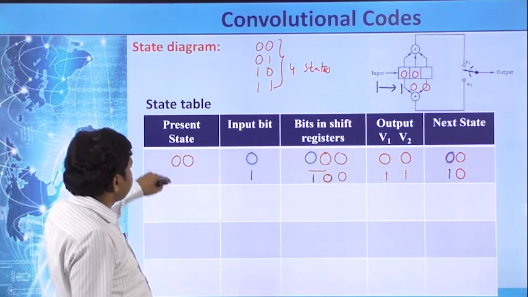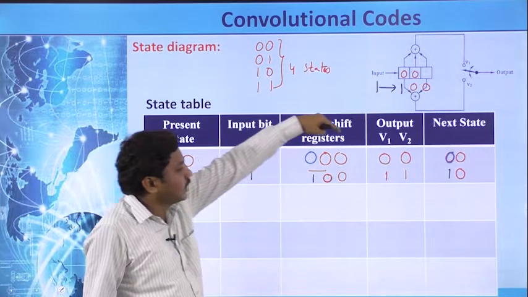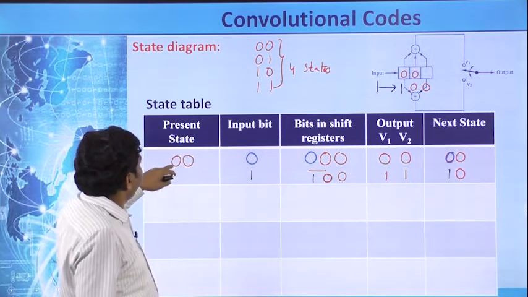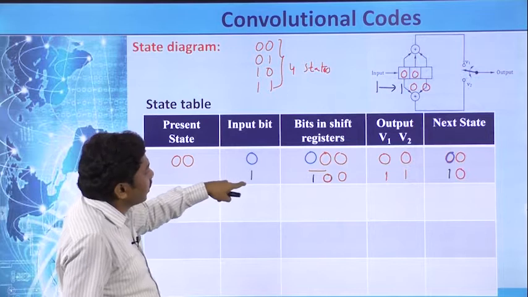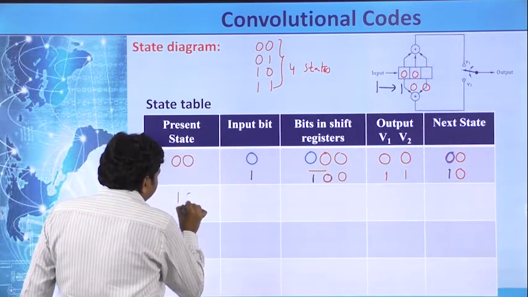Right? So the present state is 0 0. When the input bit is 0, it moves into next state, 0 0 state. The present state is 0 0. When the input bit is 1, it moves to 1 0 state.